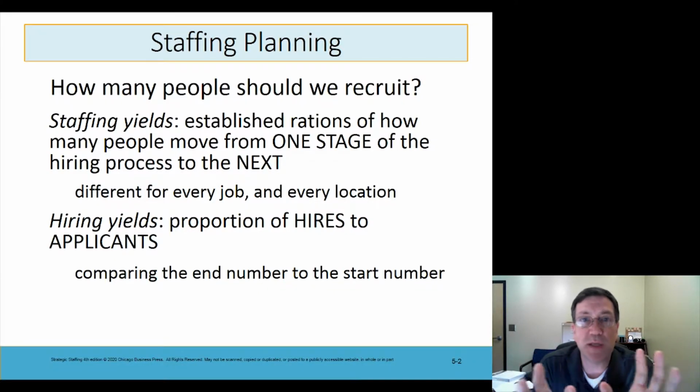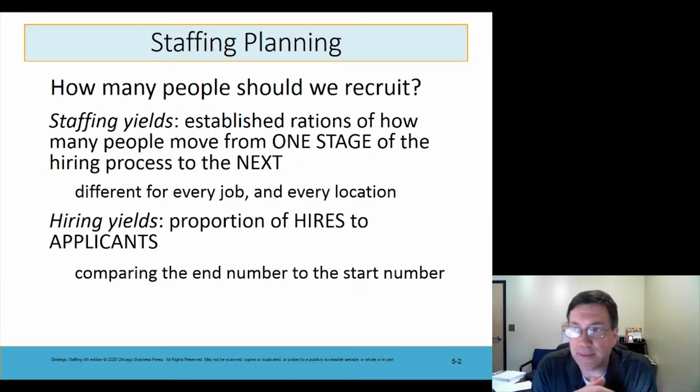So what is the relationship between those 2? Maybe we would say that 1 out of every 4 applicants gets an interview. That's a staffing yield, 1 out of 4. And that is related to that one stage of the process for that one job, for that one company. Understanding too that every job is different. So for a bank teller, it might be that 1 out of every 2 get an interview.